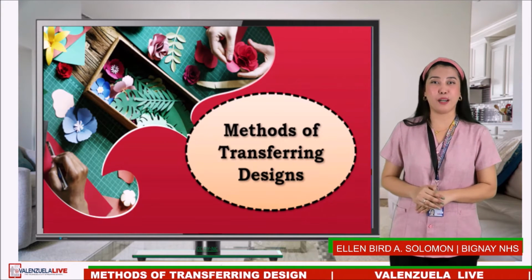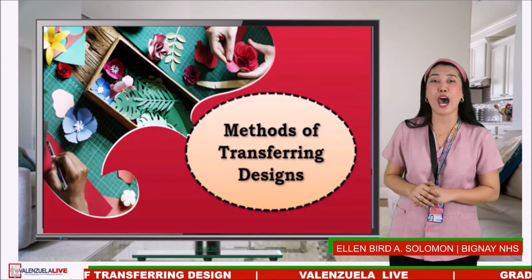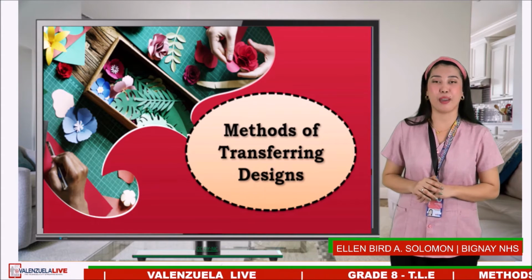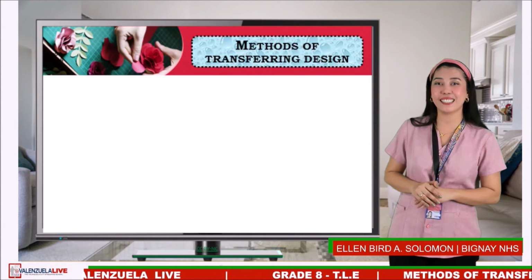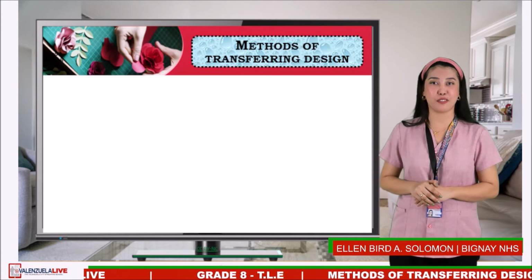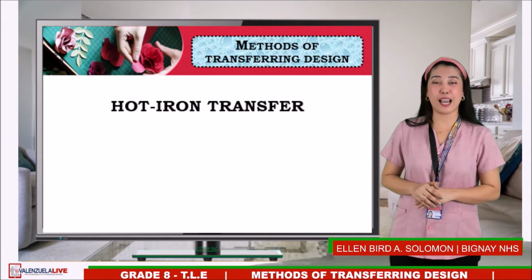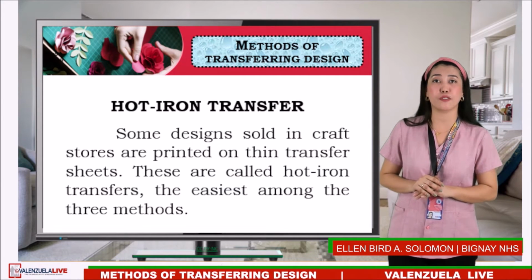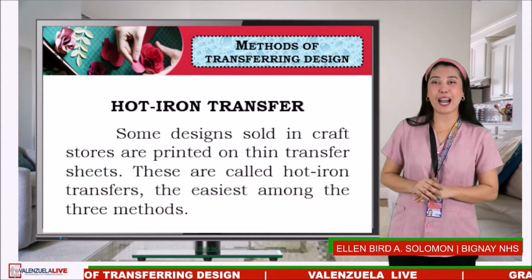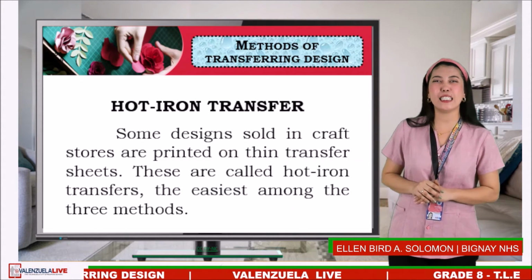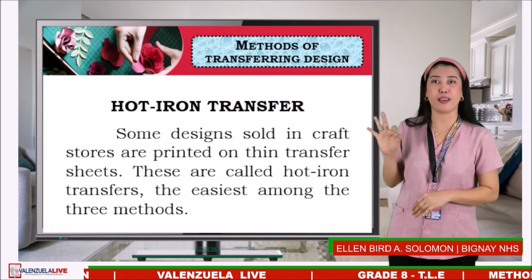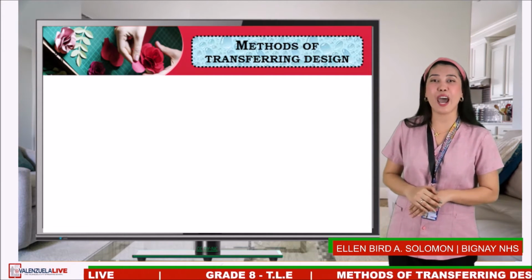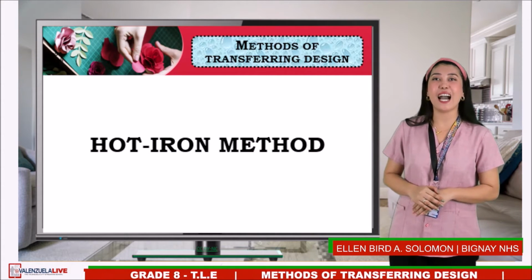Transferring embroidery patterns to fabric does not have to be difficult at all, because there are varieties of methods to choose from, such as hot iron transfer. Some designs sold in craft stores are printed on thin transfer sheets. These are called hot iron transfer, the easiest among the 3 methods. So let us all watch this short video on how to transfer design using hot iron.